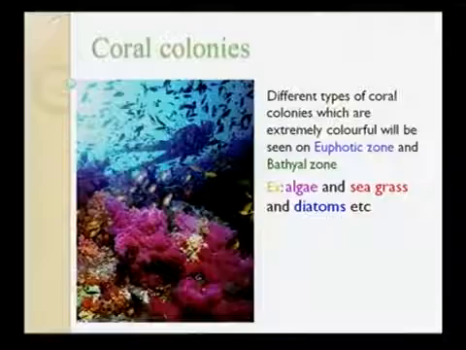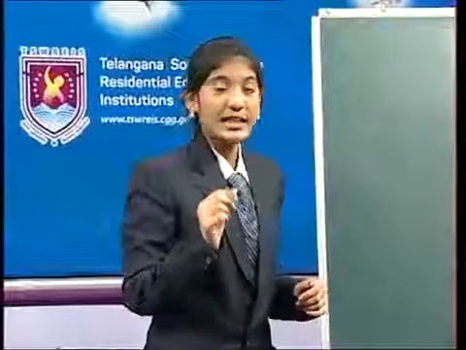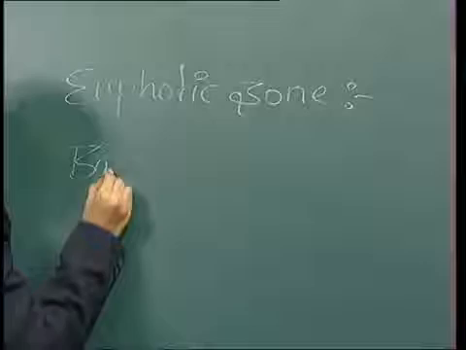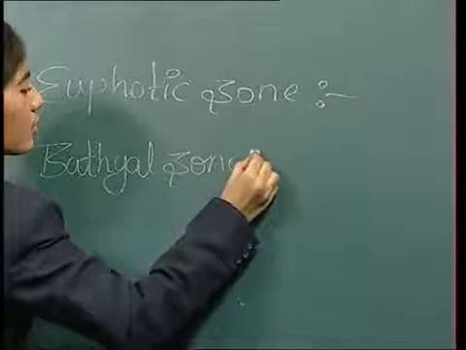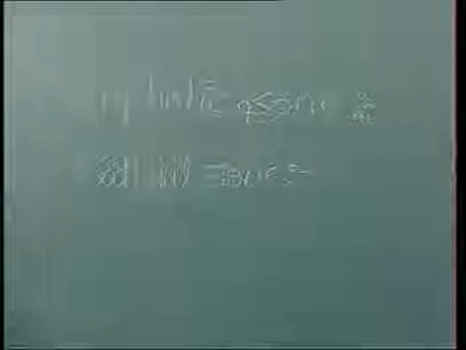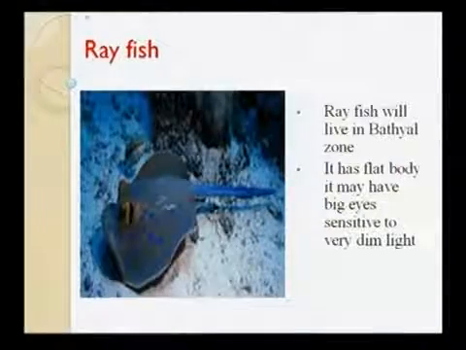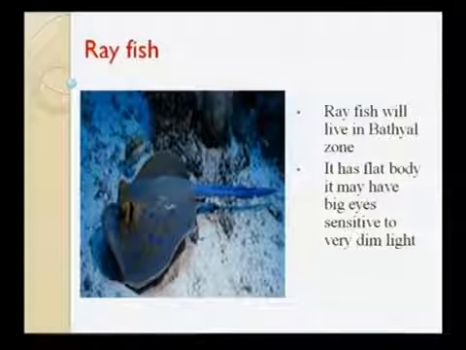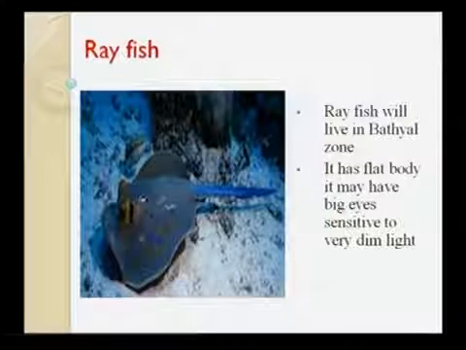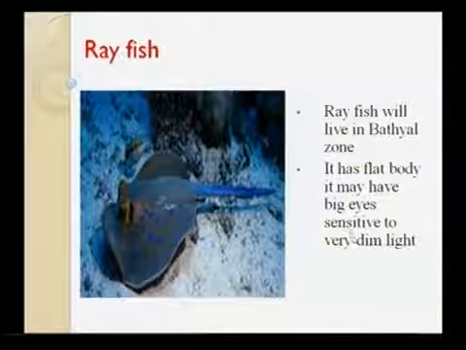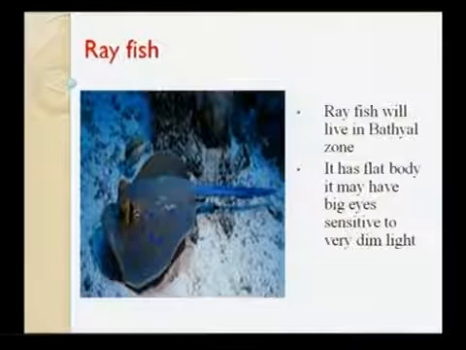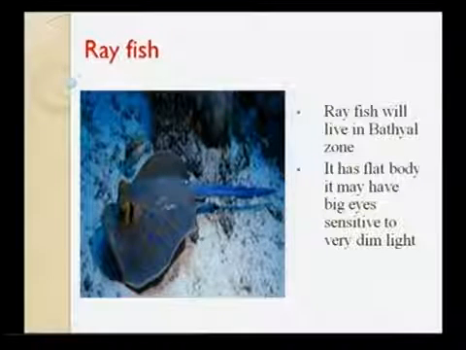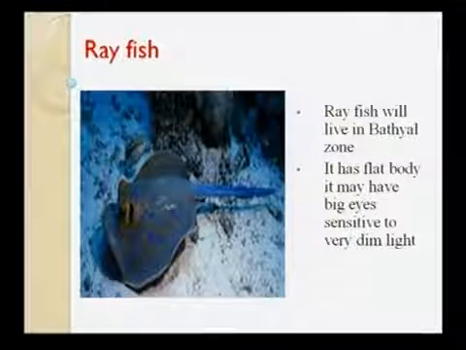Okay, friends. So let us see about the second zone, that is the bathyal zone. Okay. So friends, once move to the slide. So friends, look here. What's this? Yes, this is a ray fish. It has a flat body, right? And do you observe its eyes? It is big. It has big eyes sensitive to very dim light, right? So friends, all the animals which live in this bathyal zone share the same secret. This animal will live in the bathyal zone. Okay, do you get it?